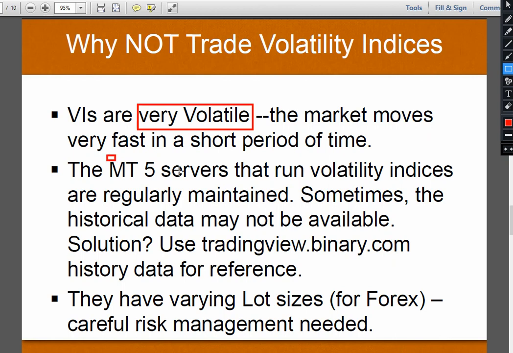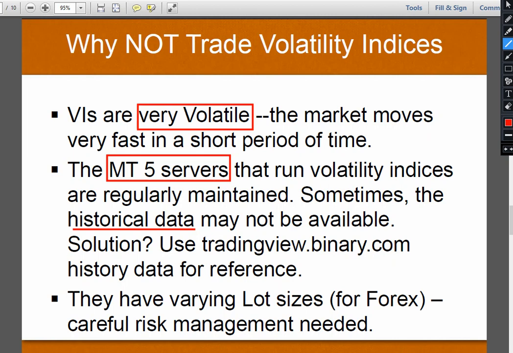Next is the MT5 servers. Now, volatility indices are traded on MT5, not MT4. They are traded on MT5, which you can download from binary.com. Now, these MT5 servers are usually maintained every weekend. Most of the time, they are maintained almost every week. And sometimes after they are maintained, when they are restored back, some historical data is lost. Maybe some transaction that happened several weeks back may not be available.